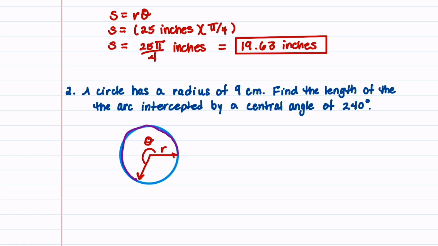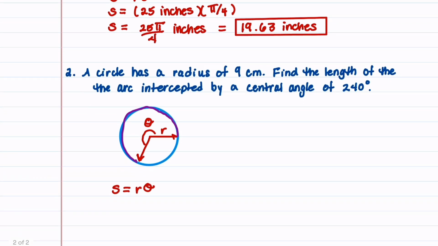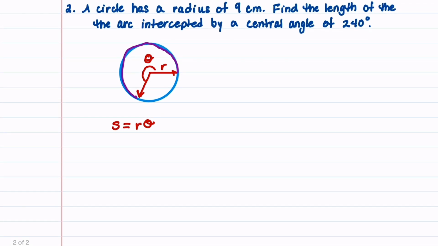To find the arc length, we'll start with our formula again. S is equal to R times theta. And now we can plug in what R and theta are. Oh, I forgot to write down what our values are. So let's go ahead and do that. So our theta is 240 degrees, and our radius is 9 centimeters.